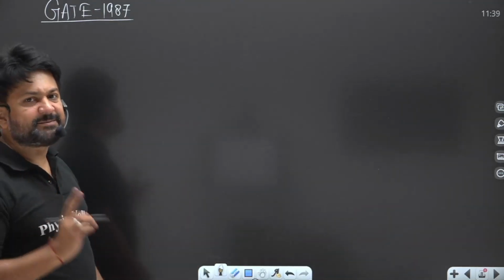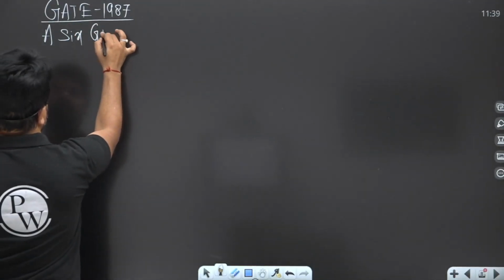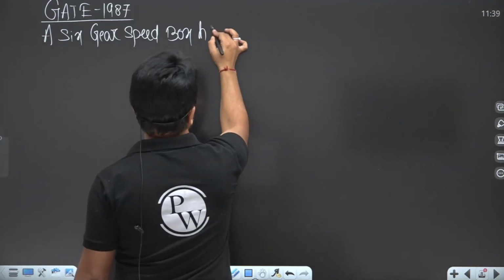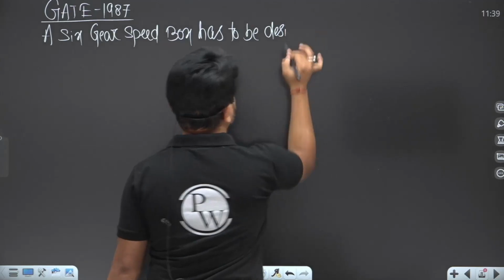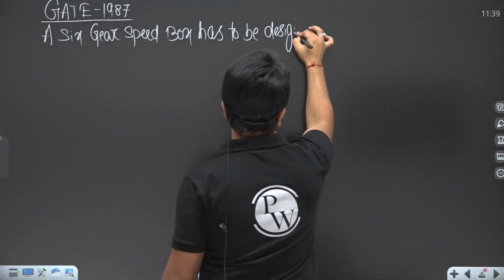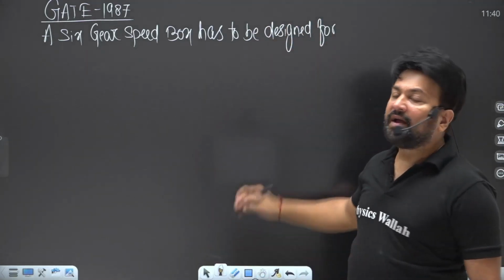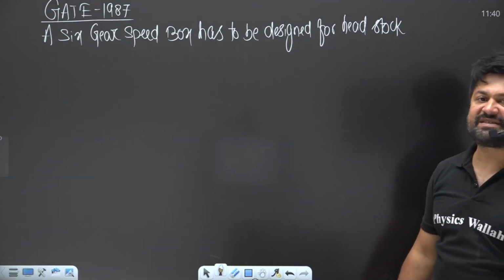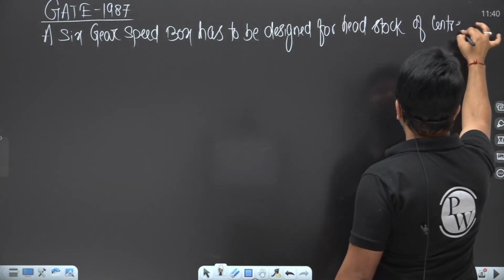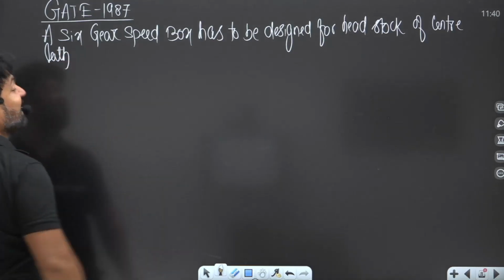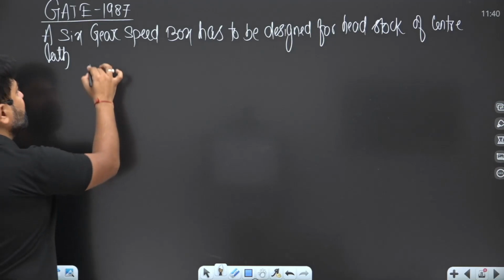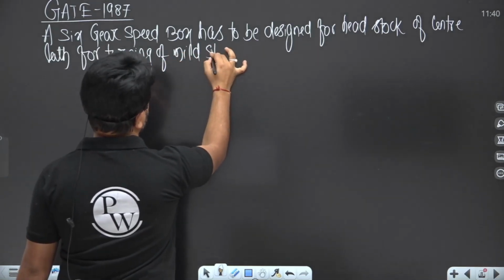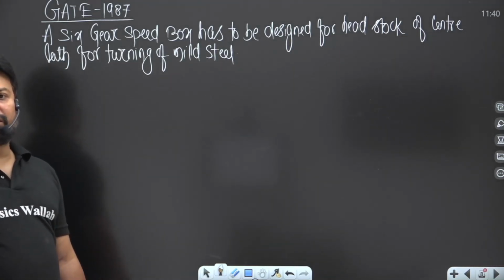It says a 6-gear speed box has to be designed for the head stock of a center lathe for turning of mild steel. Now, the diameters are given.